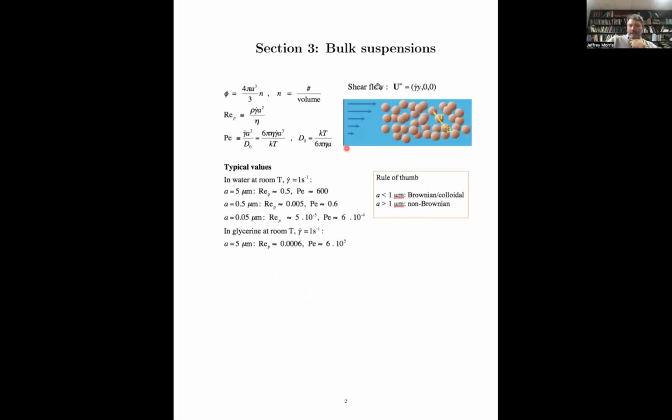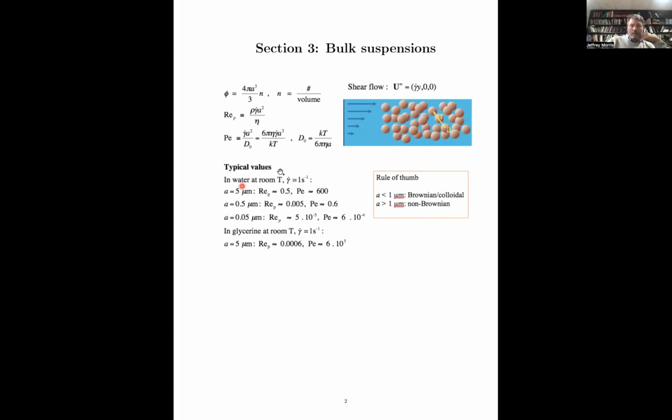In particular, for bulk suspensions, there's a rule of thumb that if the particles are less than about a micron, they're Brownian. And if they're greater than about a micron, you forget about Brownian motion. Of course, you have to worry about that transition zone. And so here, there are some typical values.